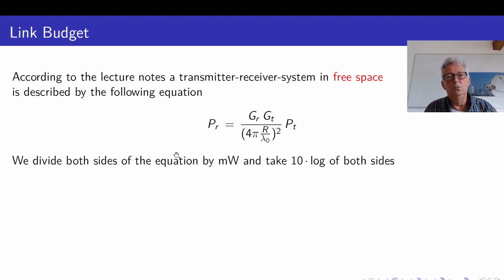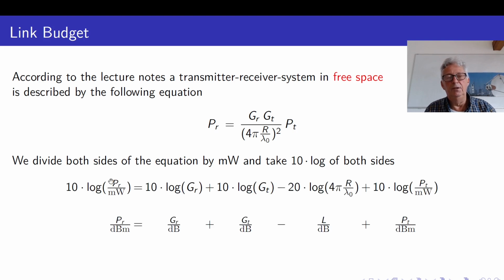And now I want to divide both sides by milliwatt. And we will take 10 logarithm of both sides. So we will end up in this equation here. We have 10 times log PR with respect to 1 milliwatt, and this is the definition of PR in dBm. And here we have 10 log GR, and this is the definition of GR in dB. So this is a definition of GT in dB.